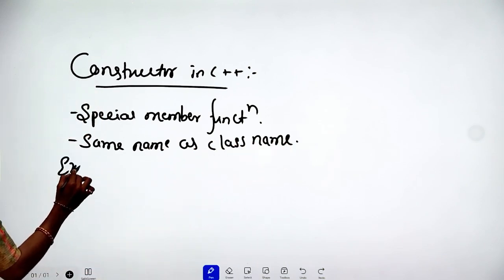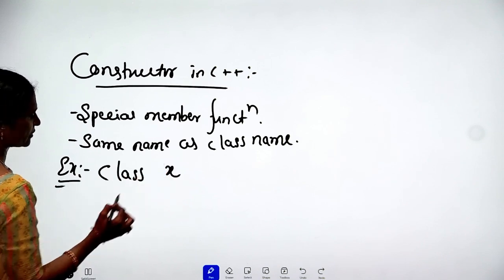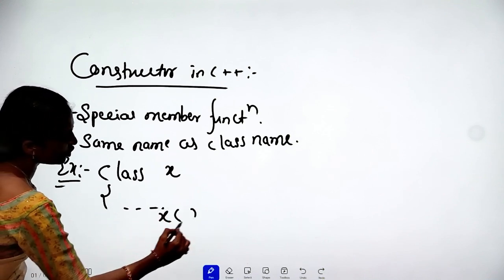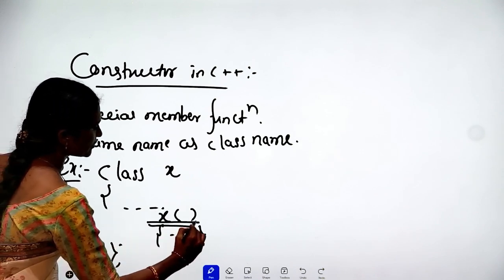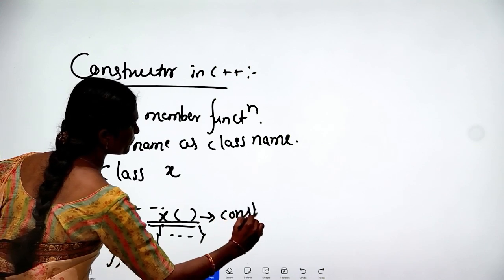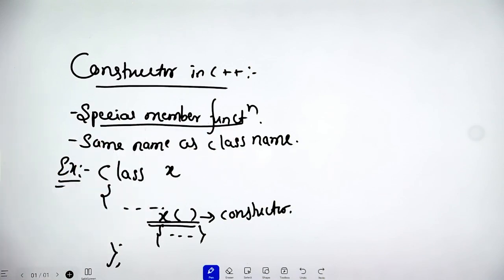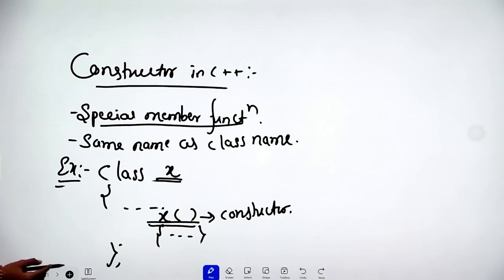For example, here is a constructor, and then the method name should also be the same. So this is called a constructor. This is called a special member function. A constructor is a special member function as it has the same name as the class. So this is an example. The class name and the member function name are identical.